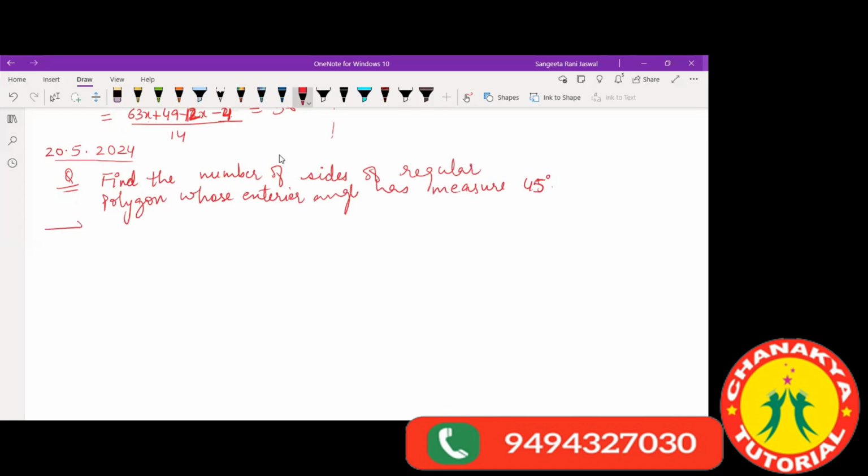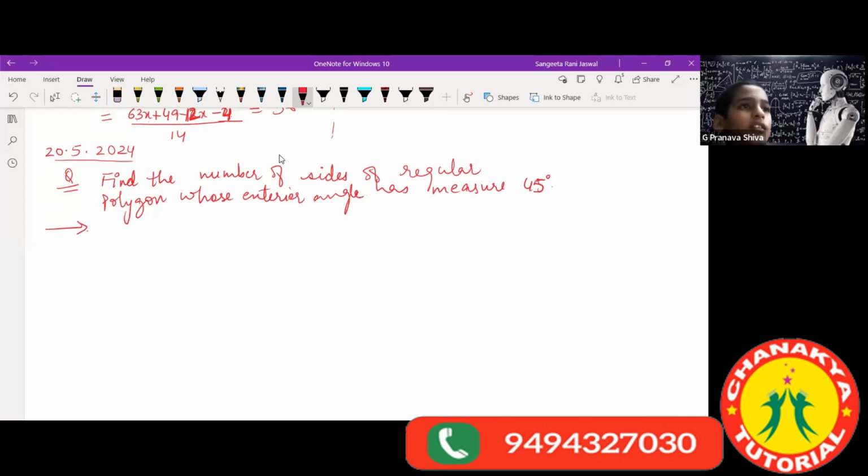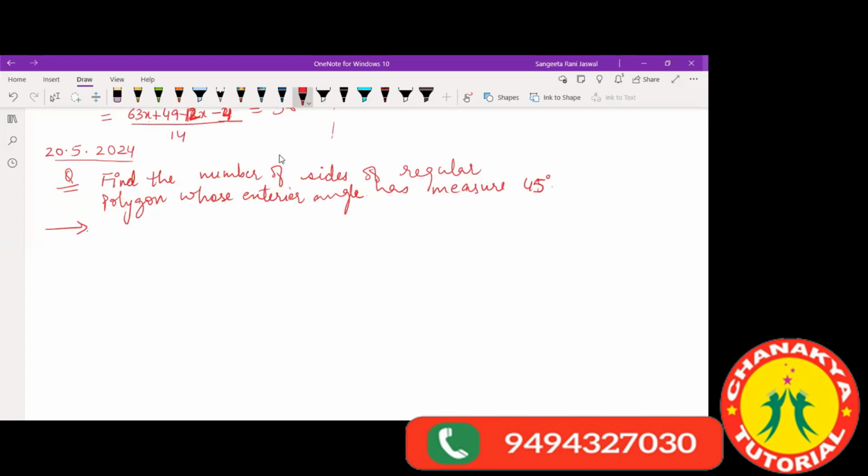Now, whose exterior angle has measure 45 degrees? See, when we are given an angle, whether interior or exterior, 45x is equal to 360 degrees. Okay, Pranav, good. Whenever we are given this angle, the first thing is we should always look into the exterior angle property, that the sum of exterior angles of any polygon is always 360 degrees, right, Gagan?